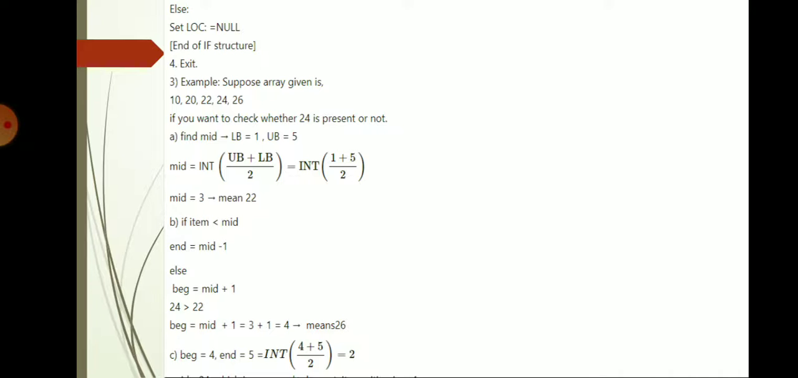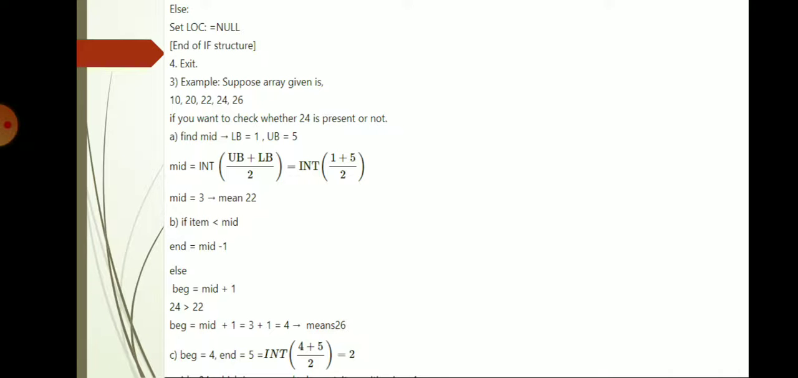Then example. Suppose the given array is 10, 20, 22, 24, 26. If you want to check whether 24 is present or not, then first find the mid. LB = 1, UB = 5. The mid formula is MID = INT((LB + UB) / 2) = INT((1 + 5) / 2). So MID = 3 and DATA[MID] = 22.